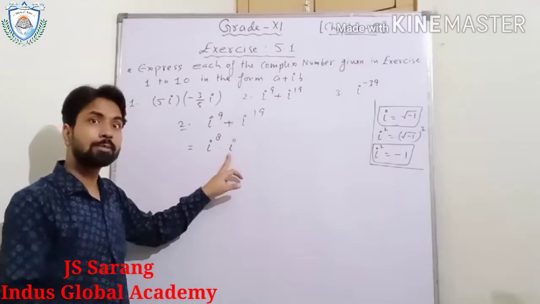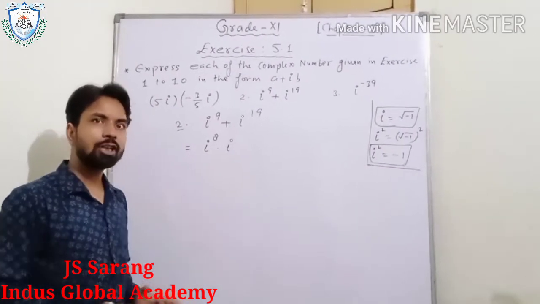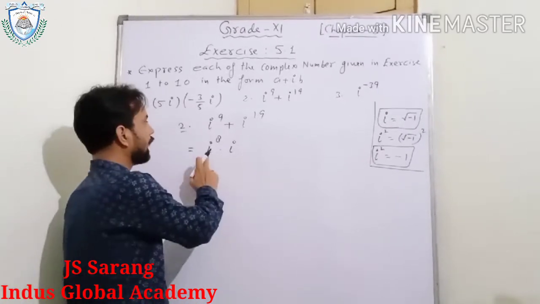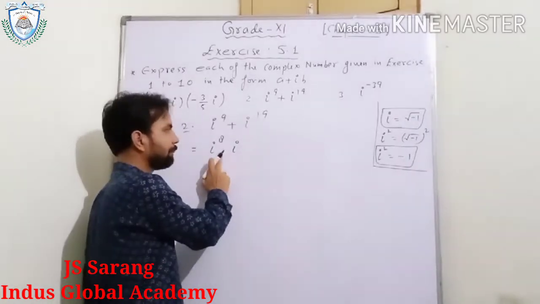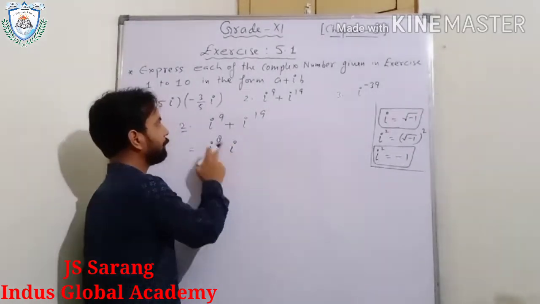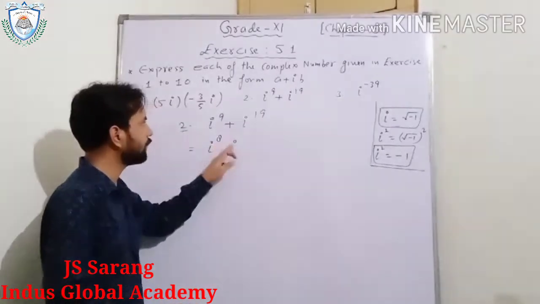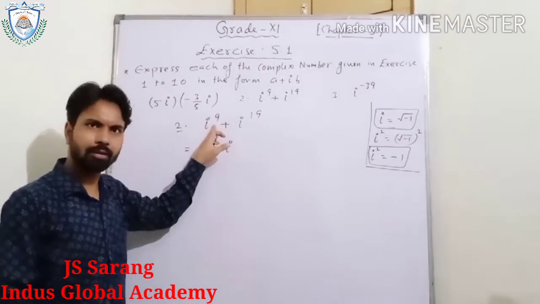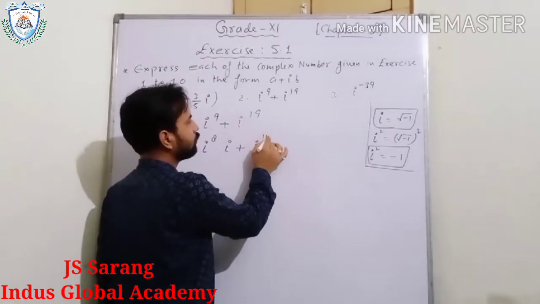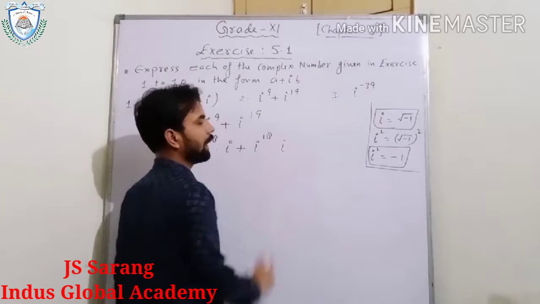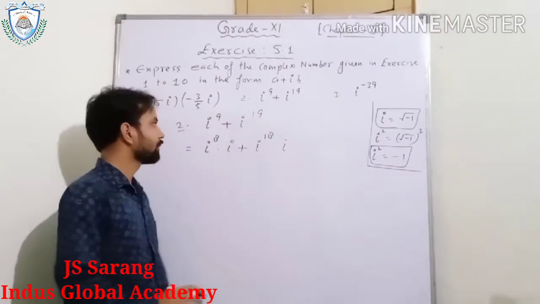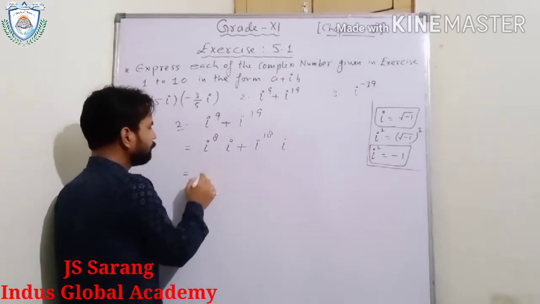Because this is the law of exponent. We know that in multiplication, if the bases are the same, then the powers will be added. So i and i, both bases are the same, and multiplication is here. Here i to the power is 8, here i to the power is 1. So in multiplication they will be added. So 8 plus 1 gives you 9. Understood? Similarly, i to the power 19 can be written as i to the power 18 into i. 18 plus 1 gives you 19. Got it?